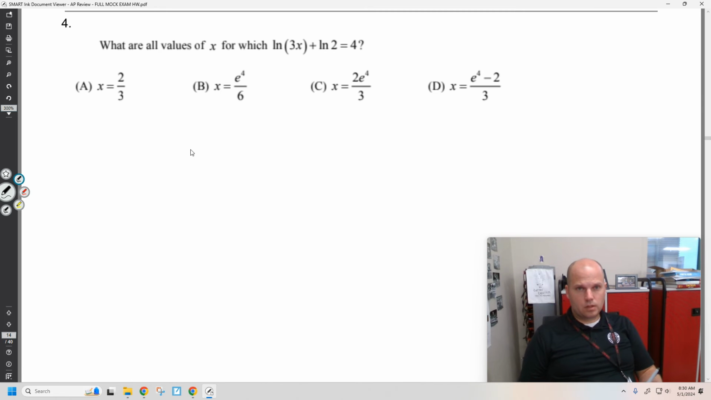Log properties. Addition is multiplication. E to the power. What's that little guy there? I don't know. To get rid of the natural log, divide by 6.